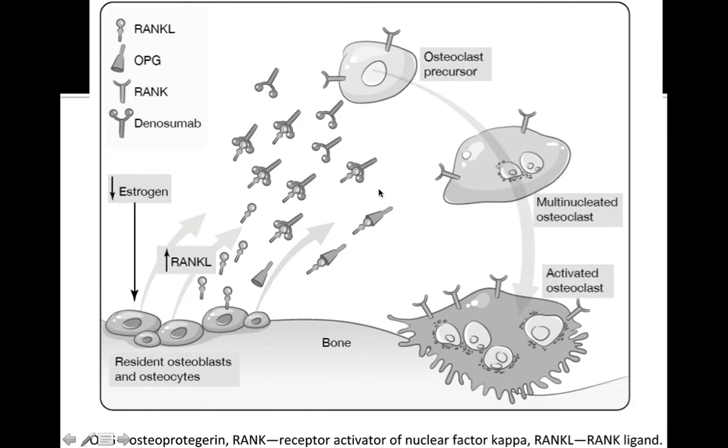So basically the balance between these will determine whether bone resorption is going on or whether bone resorption has been turned off. And so Denosumab is basically trying to tip that balance into the favour of osteoblasts being on and osteoclasts being turned off. And here's some Denosumab here binding to all of this RANKL to turn it off.